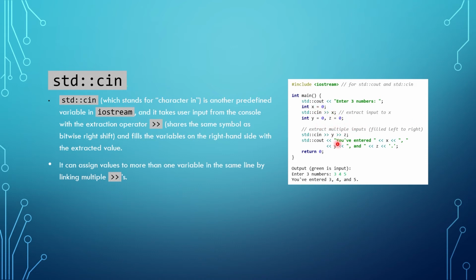And we can also extract multiple inputs into these variables, like std::cin x, y, and z. It's going to be filled from left to right, so y gets filled first and then z. And then we can also print out these variables just to make sure they are actually filled in. So here's an example output, and in green is the input, so that's what the user types. So first it prints enter three numbers, 3, 4, and 5. Because the user has to hit enter for the input to be accepted, we don't have to print a new line over here. And then over here it says you've entered 3, 4, and 5.